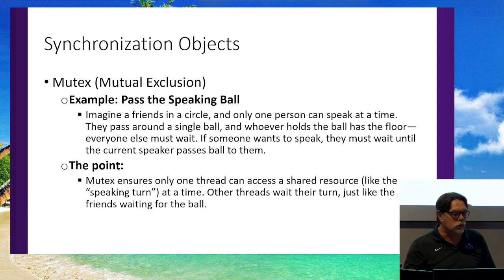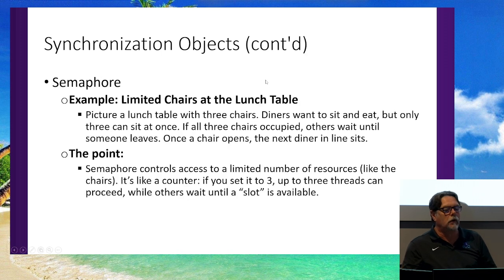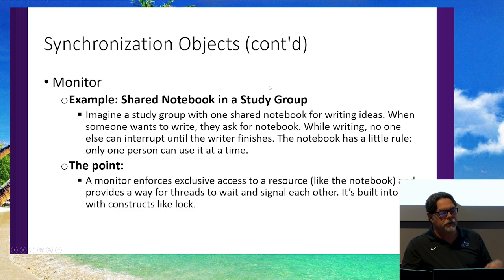So mutex is 1, mutual access, mutually exclusive. Semaphore is multiple of them that are mutually exclusive. Next one is a monitor, and think of this as another example. You've got a study group and you've got one notebook, and when somebody wants to write, they ask for the notebook.